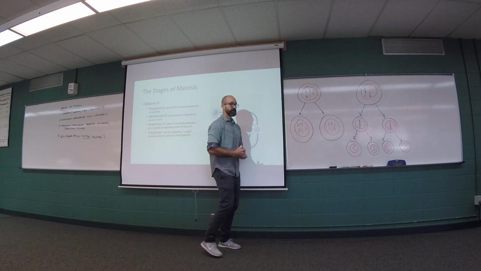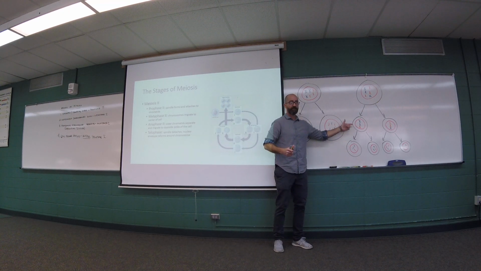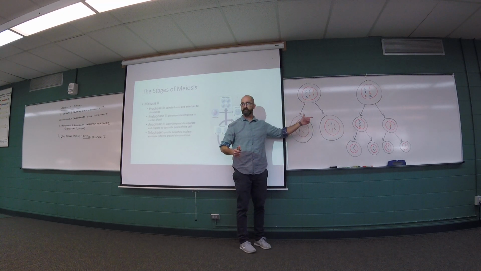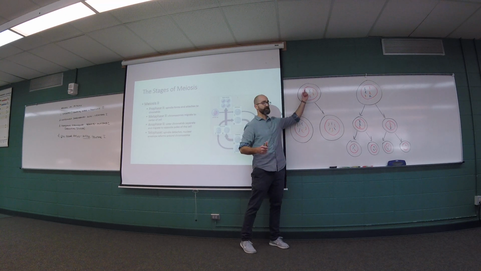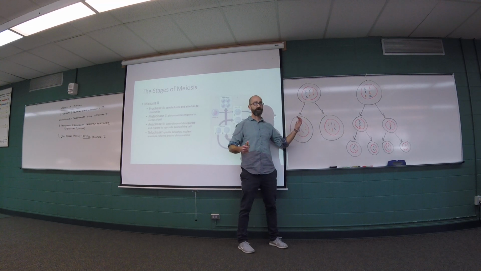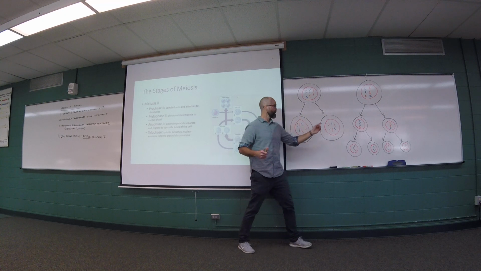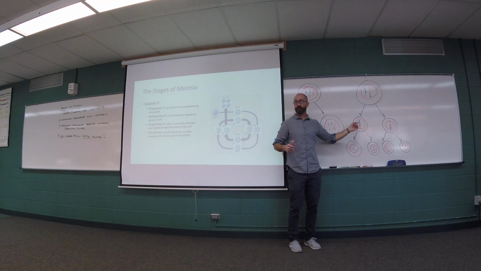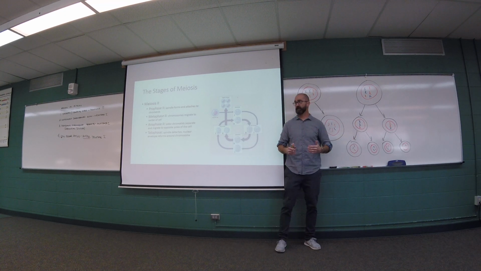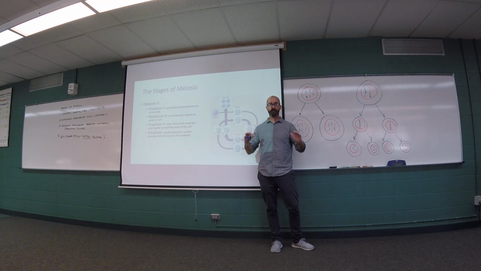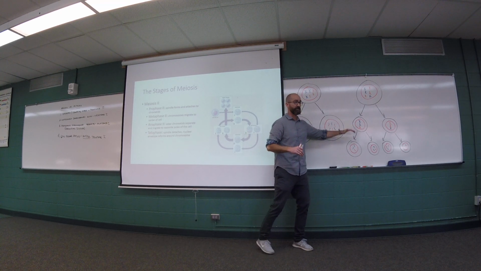So do you guys see that this division is almost identical to this division? Right? We started off with 6 chromosomes here, and each of those daughter cells got a sister chromatid. Same thing happened here. We started off with 3 chromosomes, and each of those daughter cells got a sister chromatid. So we retained the number of chromosomes between this division and this division.